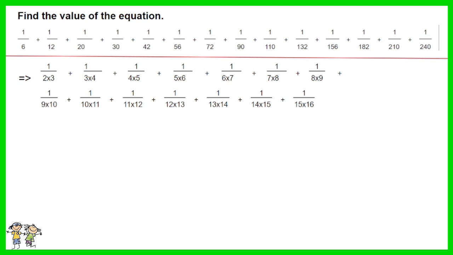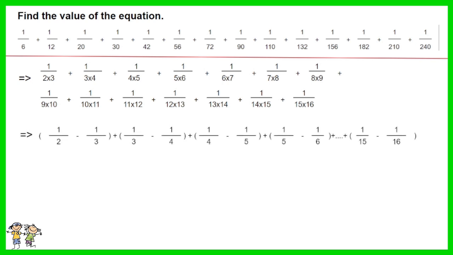Break up the denominators of the fractions in the equation, as shown. For example, 6 equals 2 times 3, 12 equals 3 times 4, 20 equals 4 times 5, and so on. Derive the equation further. For example, 1 over 2 times 3 is equal to 1 over 2 minus 1 over 3. 1 over 3 times 4 is equal to 1 over 3 minus 1 over 4. 1 over 4 times 5 is equal to 1 over 4 minus 1 over 5, and so on.